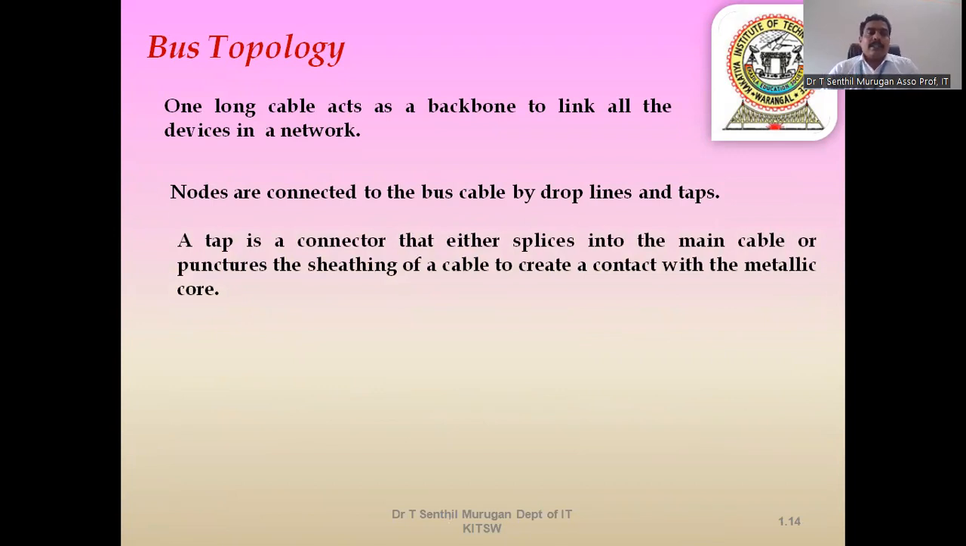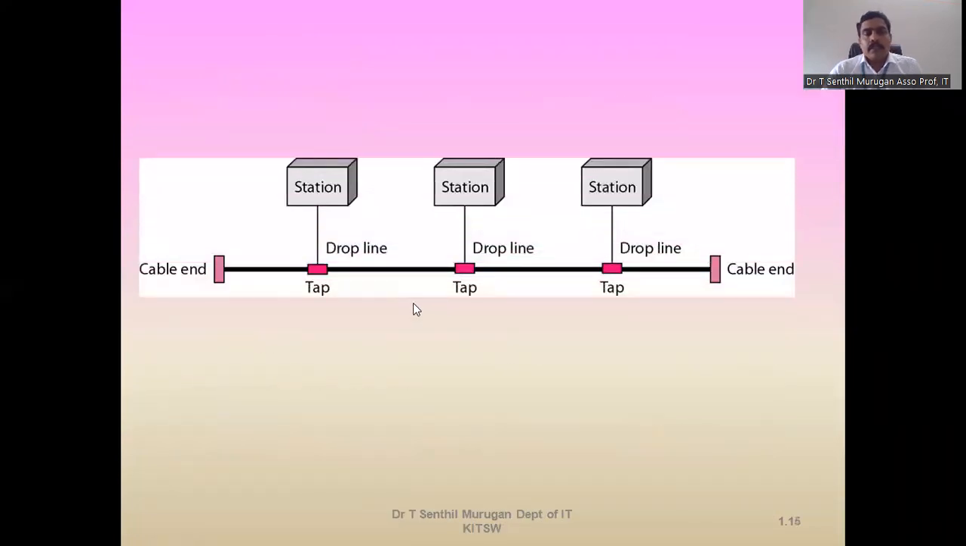So here is how the tap will be there. A tap is a connector. The connector will be used to connect the individual systems to the common bus. Either it is placed into the main cable or punctures the sheathing of a cable to create contact with the metallic core. Okay, so this is the best example for the bus topology.